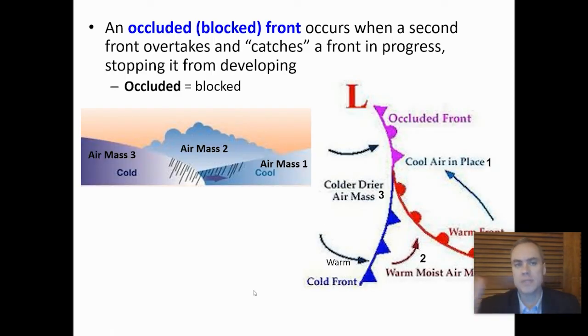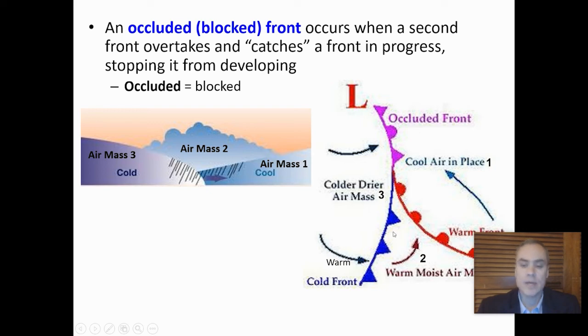The word occluded means blocked, shut down. So if you look on the picture on the right, you see there's 3 air masses instead of 2. We have a front here, the blue cold front, where you have a cold air mass 3, and a warm air mass 2. That's a front in progress. But then you have a second front, this red one over here, between air mass 2 and air mass 1, warmer and cooler. That's a warm front.